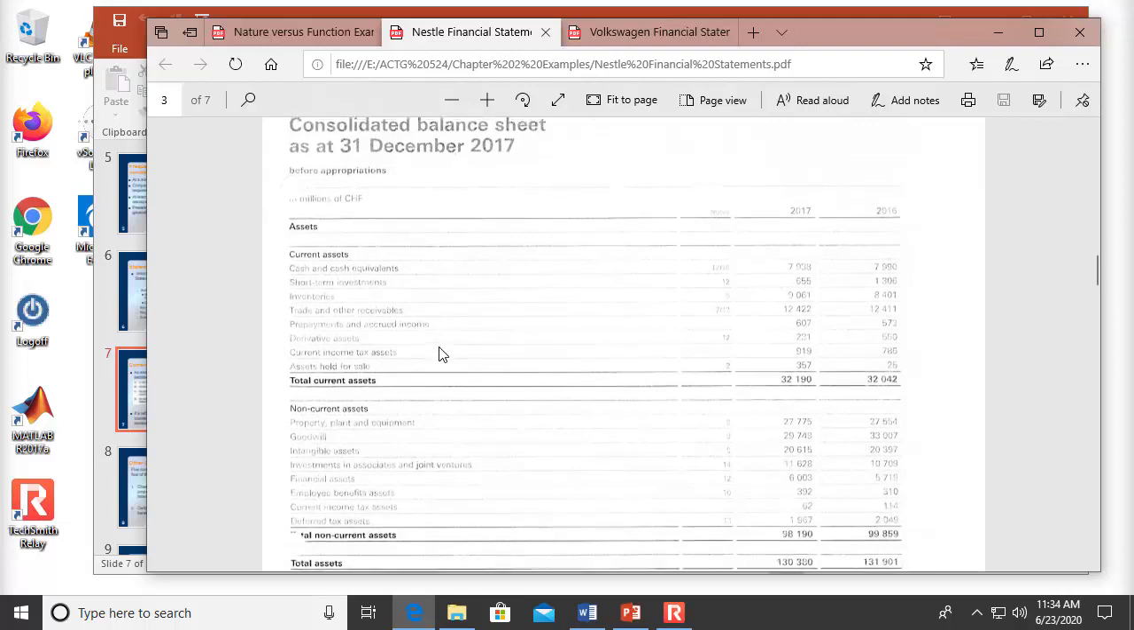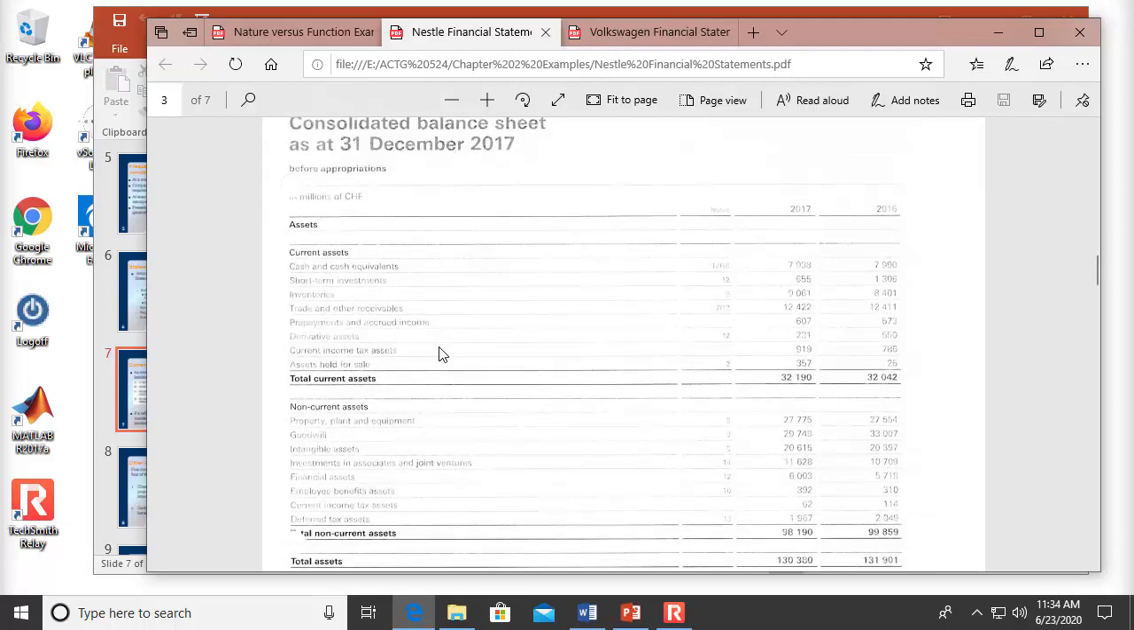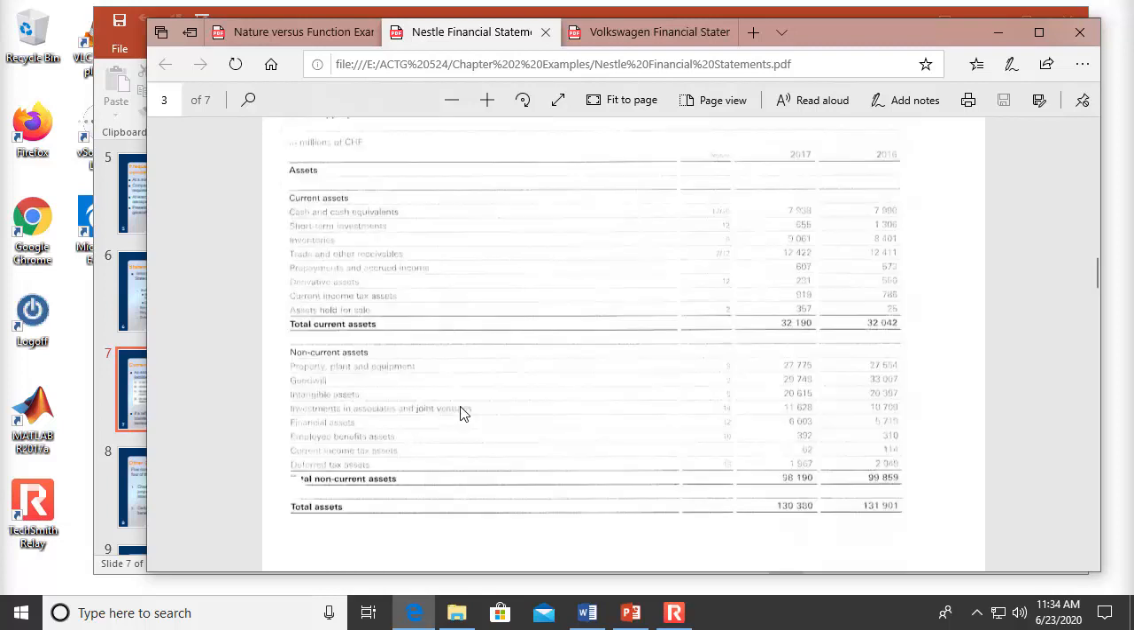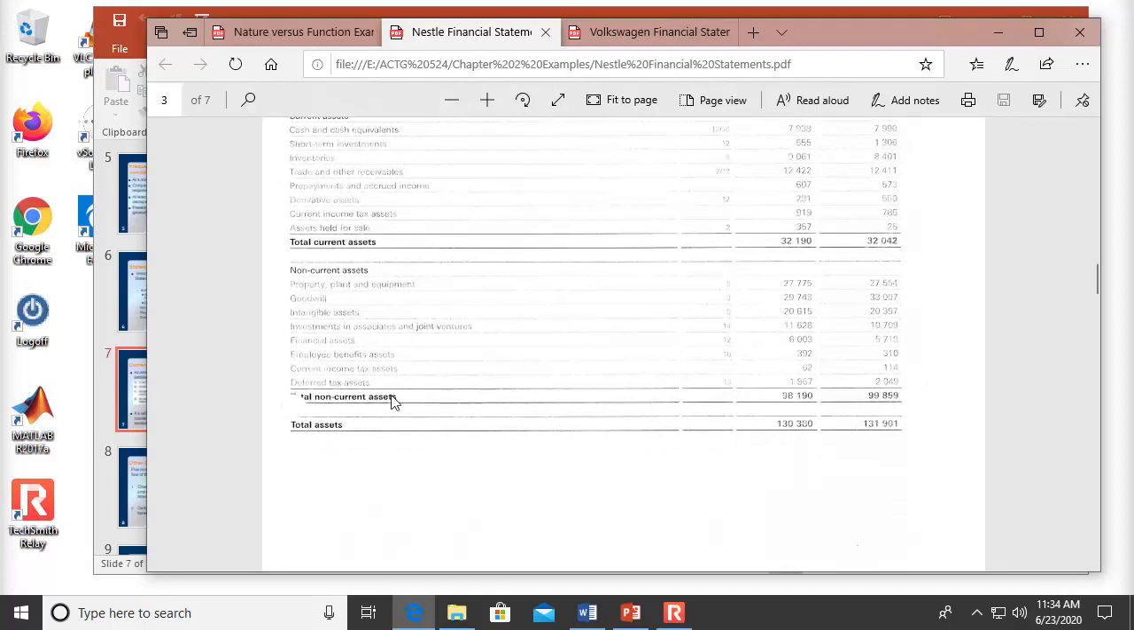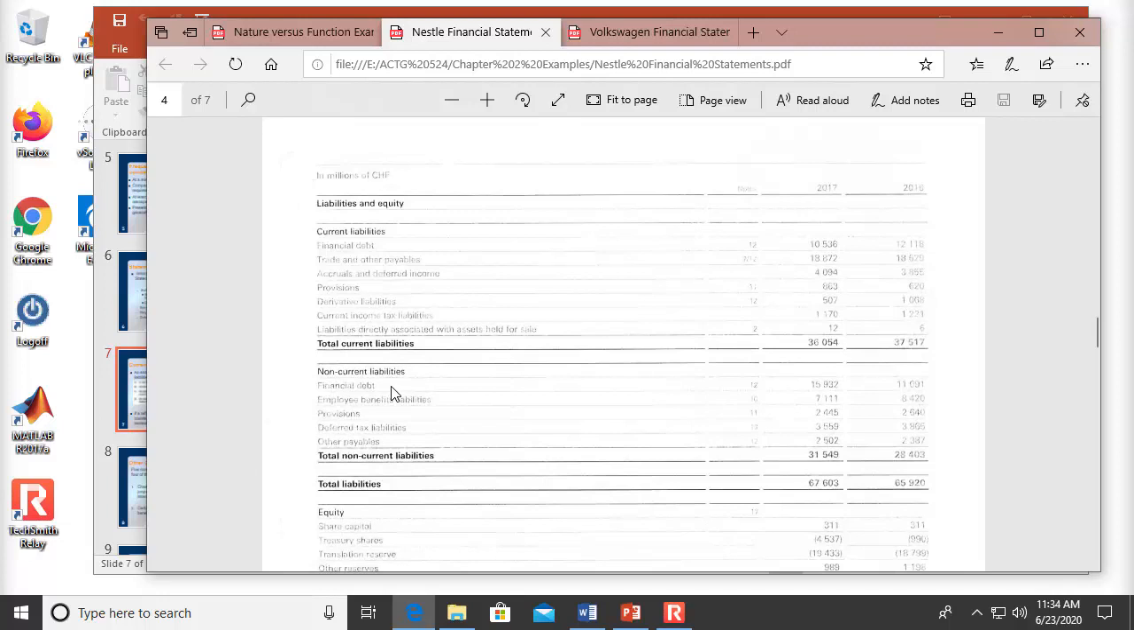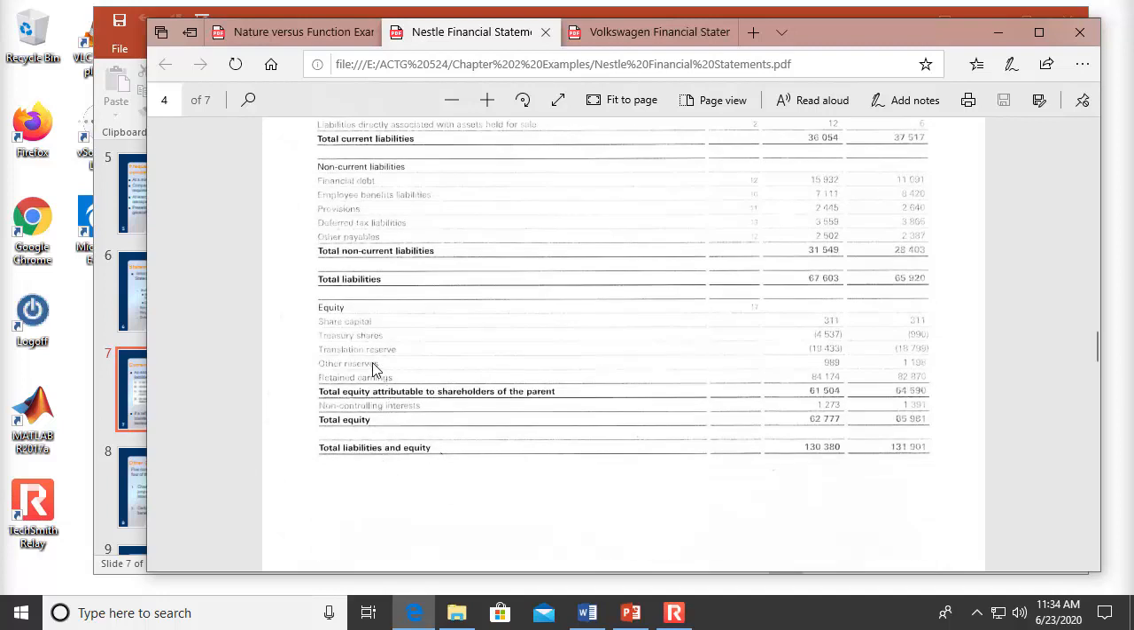And you can see that Nestle's reporting is very similar to what you're used to. First of all, assets are first, with current assets, and the current assets are classified in order of the most liquid to the least liquid. Next come non-current assets. Then we have the liabilities, current first and then non-current. And then the equity is here.